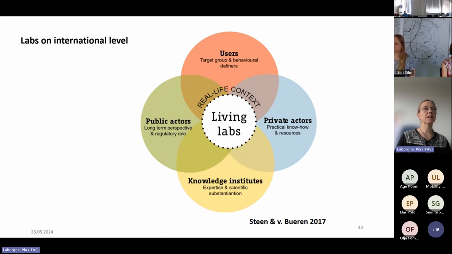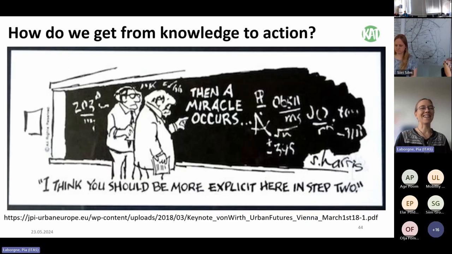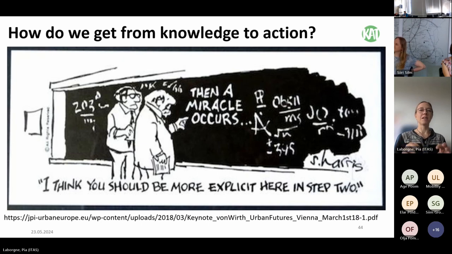You have also, since a longer time, the concept of living labs. I guess this is more widely known. We have the users, public actors, knowledge institutions, private actors doing a process of research and experimentation together in a real life context. And instead of long conclusions, I think I already gave you some. Coming back to this starting point of how can we get from knowledge to action. I hope you saw that it's really complex, but that there are means to look more closely at where the barriers are, where the leverage points are also for change.